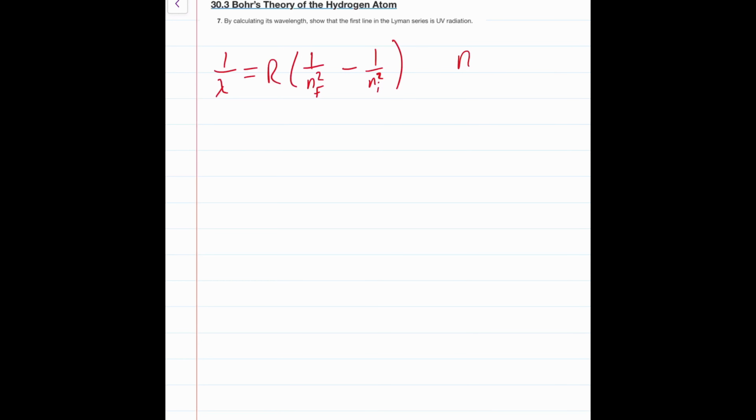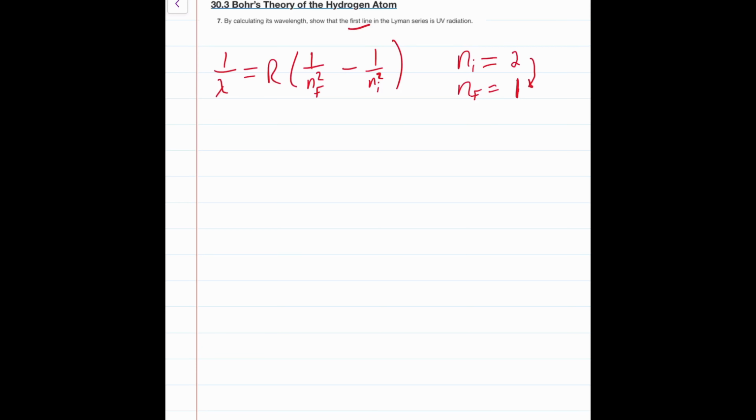And that n initial is going to equal the orbital in which the electron starts. And n final is the orbital in which the electron is ending up. And for Lyman's series, we know that n final is always going to be 1, so that ground state orbital. The n initial for this one, since it's the first line in the Lyman series, we know that is going to be the second orbital. So the electron starts in the second orbital, drops down to the first orbital, and should release a wavelength of light that is in the UV region.